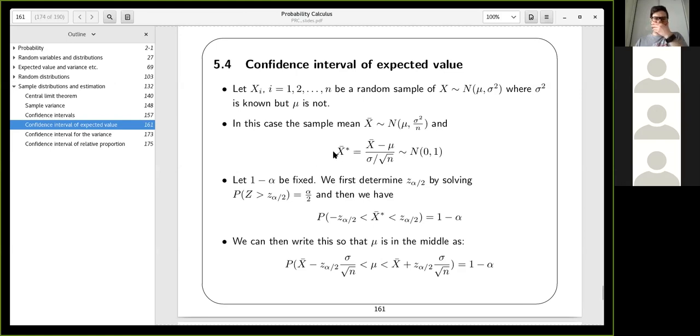We normalize this, and the normalized variable has an N(0,1) distribution. So let's say that we are talking about a risk level alpha, and we fix 1 minus alpha to some level. We first determine this thing called Z alpha divided by 2. And let me give a justification for why it's Z alpha divided by 2, before any confusion arises.